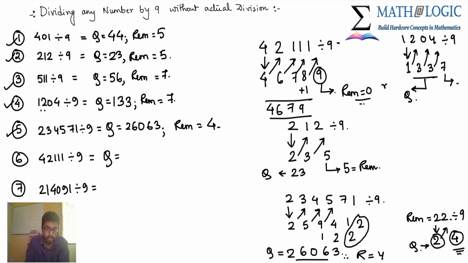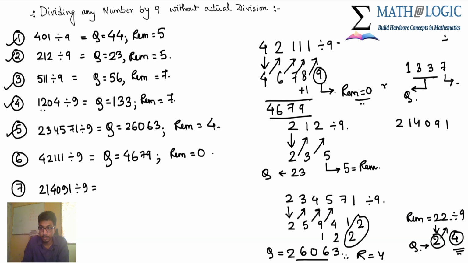So in this case the quotient is 4679. And what is the remainder? The remainder is 0. Clear? Okay. Now for the 7th number, that is the last number, 214091. 2 as it is, 2 plus 1 is 3, 3 plus 4 is 7, 7 plus 0 is 7, 7 plus 9 is 16, 16 plus 1 is 17.